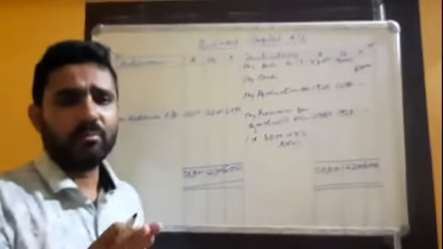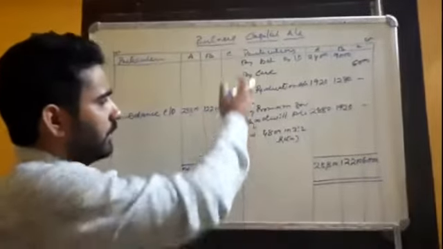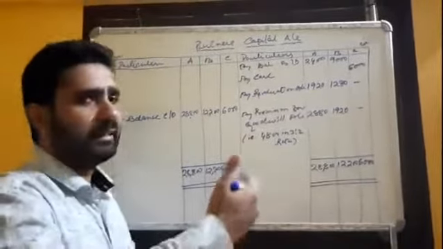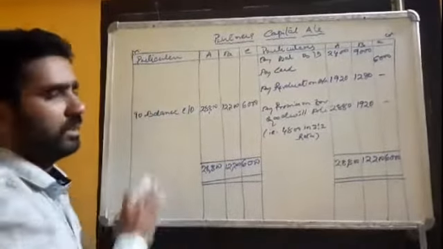If you follow the question, you will see in the balance sheet on the liability side it is given: capital account A 24,000 and B 9,000. So I have written by balance b/d A 24,000 and B 9,000. Here one thing we make clear: all items should be related to the partners. If partners are getting any amount, that goes on the credit side. If partners are giving any amount, that goes on the debit side.